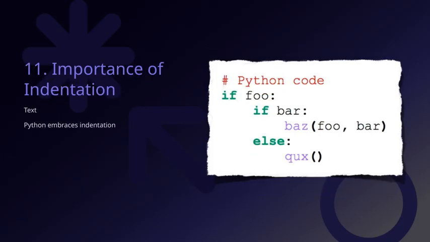Now, let's talk about the importance of indentation in Python. Python actually embraces indentation as a core part of its syntax. Unlike many other programming languages that use curly braces or keywords to define blocks of code, Python relies on indentation to structure the code visually and logically. This means that the way you indent your code isn't just for readability, it's mandatory for the code to run correctly. Proper indentation helps clarify the flow and hierarchy of your program, making it easier to understand and maintain.